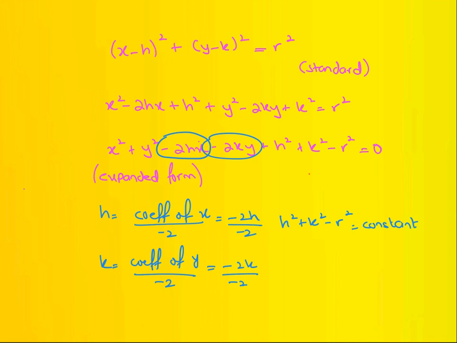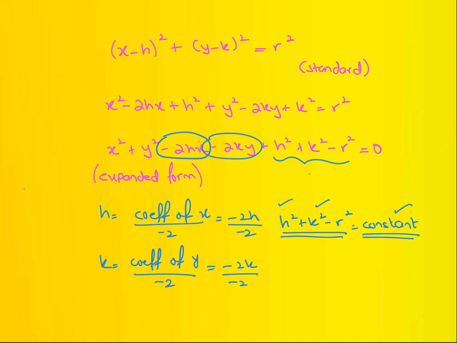For the constant, this is what the final constant in the equation would be. That's basically also h square plus k square minus r square. So I can equate this entire thing to the constant given in the equation, and from here I can solve for r, because I already have h, I have k, I have this constant in the equation. The only unknown is r square, which I need to find.